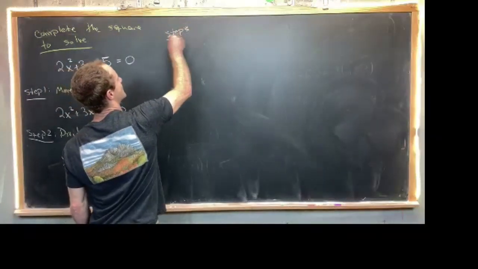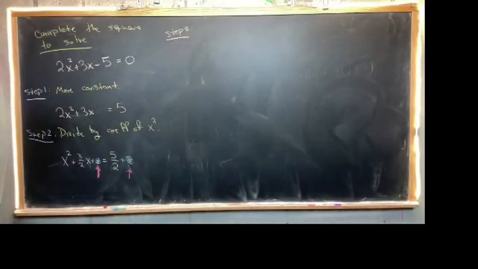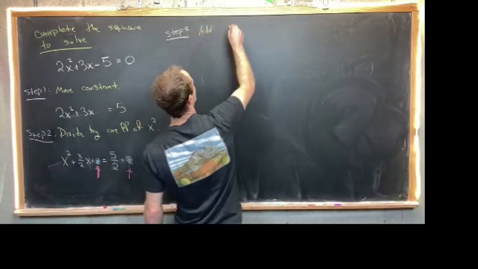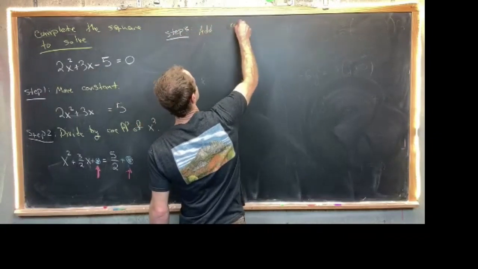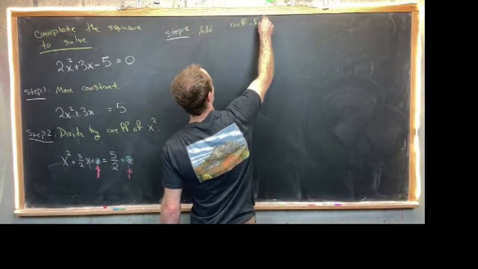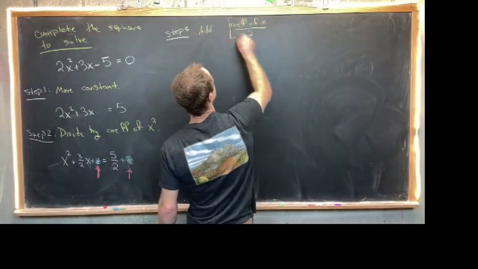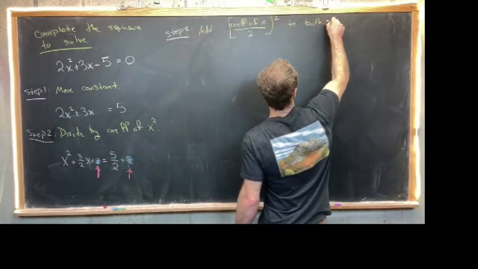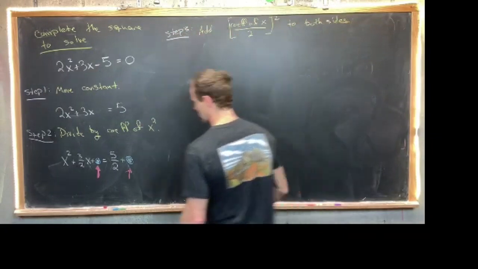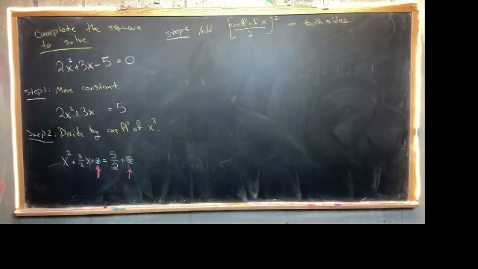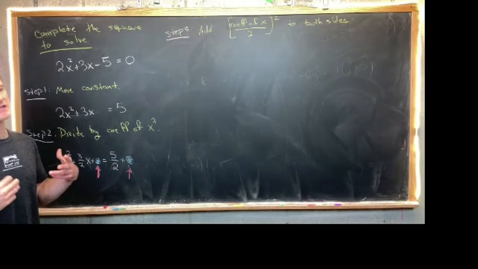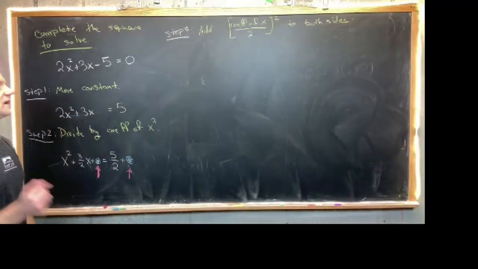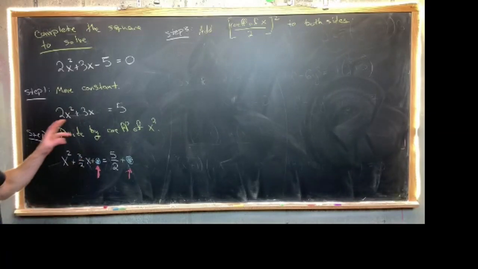So step number 3. So add the coefficient of x over 2 squared to both sides. So that's what's going to work in this case. And that has to do with this like standard formula for like a plus b quantity squared that we saw like in the last several days. So what does that mean here?